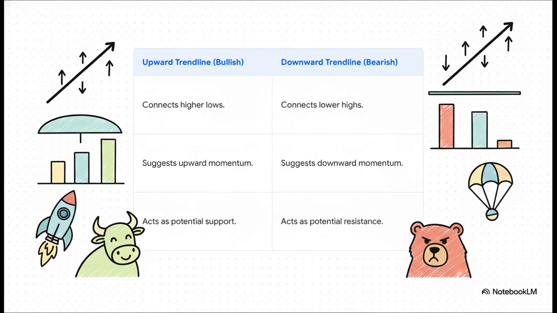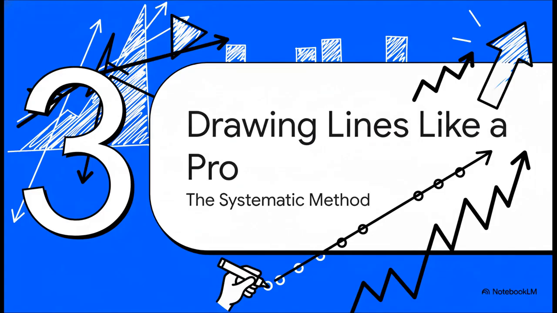One shows buyers are in control. The other shows sellers are winning. Simple as that. Okay. Now, this is the part that really separates the pros from the amateurs. We're not just playing connect the dots here. We're going to learn a systematic method for drawing lines that the market genuinely seems to respect. This step is absolutely critical.